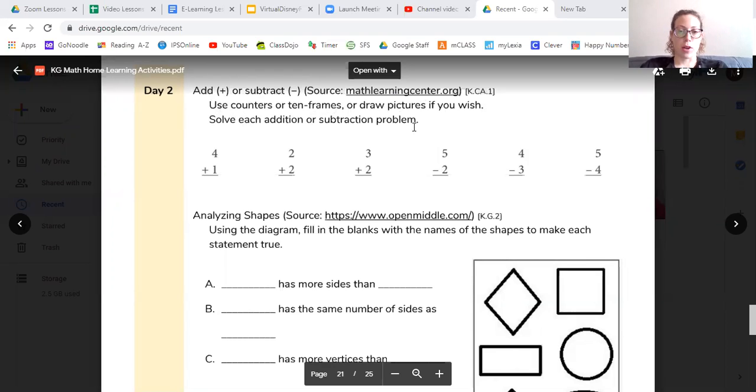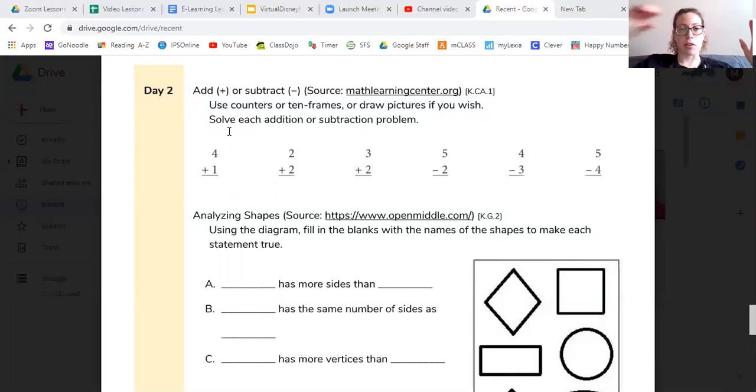Solve each addition or subtraction problem. So these are our addition and subtraction problems, and usually we write them long ways so they go across our page, but they can also do the same thing going from top to bottom. So these ones are top to bottom. So this reads 4 plus, because that's our plus sign, 1 equals something. So 4 plus 1 equals something.